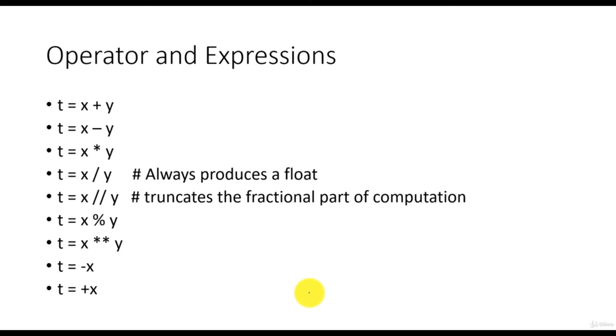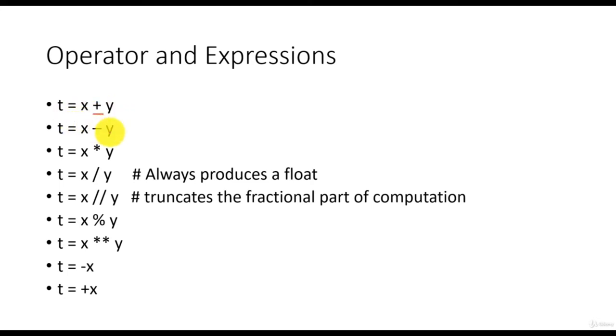So far we have assigned only a value to the variables. Now it is possible to assign the result of an expression to the variable as well. For example, if we have two variables x and y, then we can calculate the sum of x and y using the operator plus and assign the result of this expression to another variable, let us say t. So if x has the value 3 and y has the value 5, then t will get the value 8. That is 3 plus 5 in the first case.